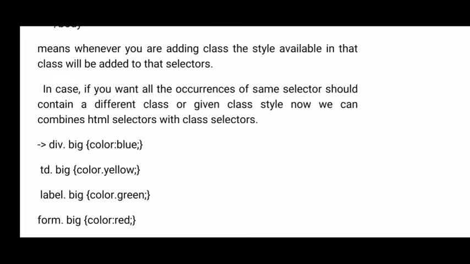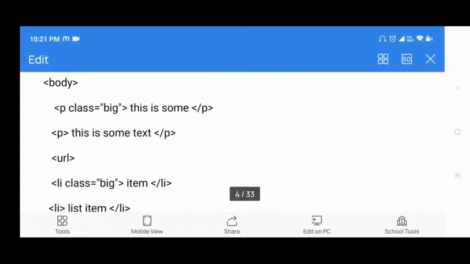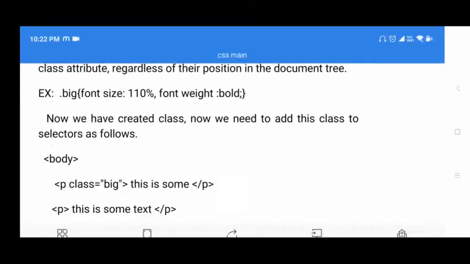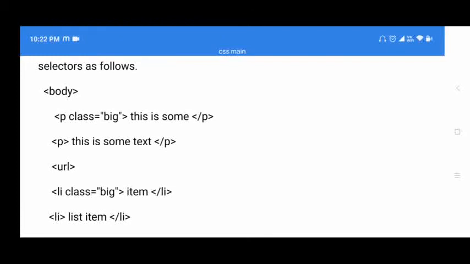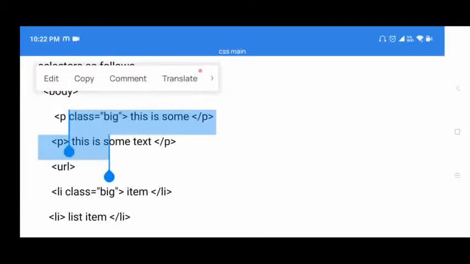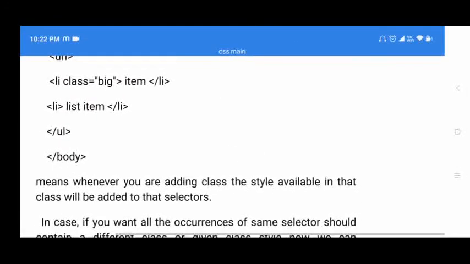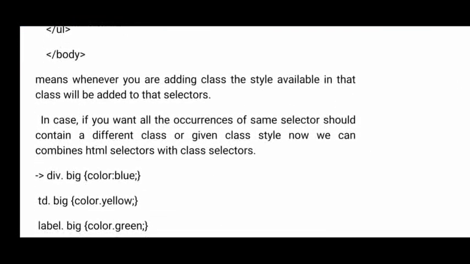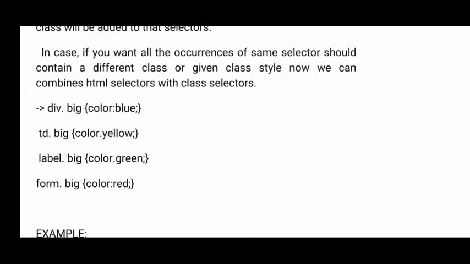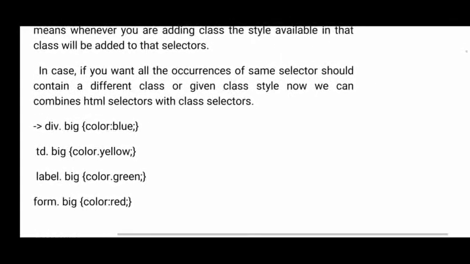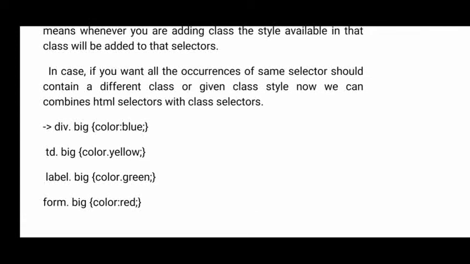Here actually only one thing you need to remember. Before .big, this is a class. I have not created this class for any tag. So here I have used this class with P. Here you can see class equals big. For the paragraph I have used it. Next, for the list item I have used it. Next, the same big I have used for a division also. So this is a benefit compared to the HTML selector. For this class I will attach a practical part also.